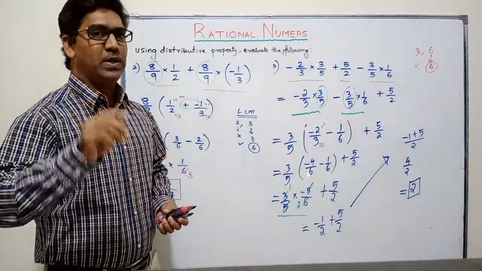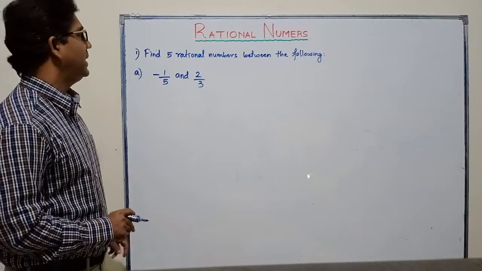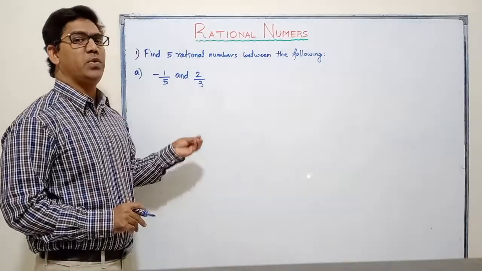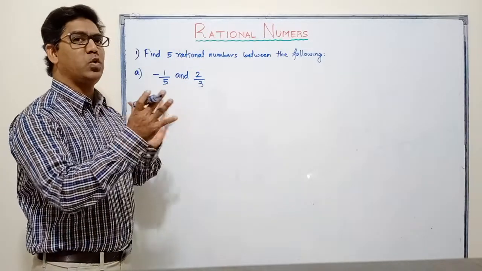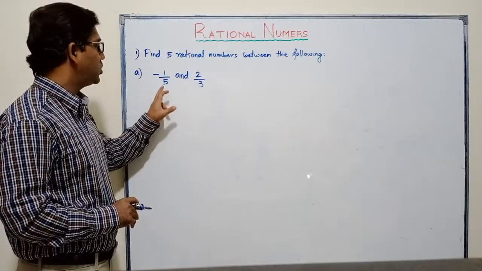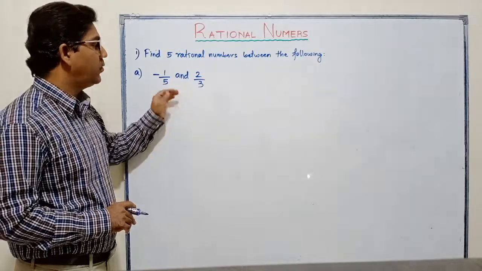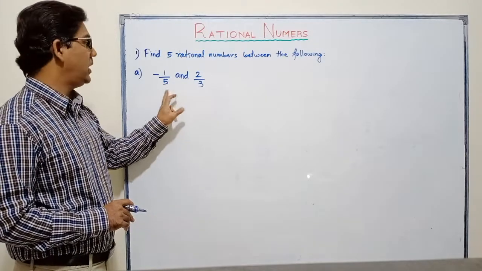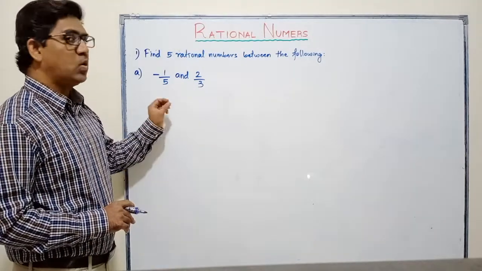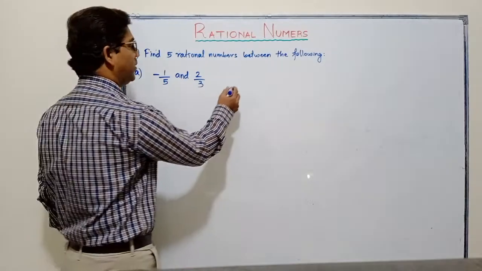Now, let's have a look at one more example. Coming to the last question, it says find 5 rational numbers between the following. Now, this particular question we can do by two ways. Let's look at the first method. Now, step 1 is to ensure that the denominators are same. If it is same, we can directly start. Now, you can see here the denominators of the two numbers are not same. So, again, we will make the denominator same. To do that, we will find the LCM of 3 and 5.